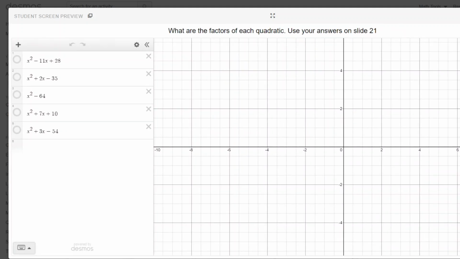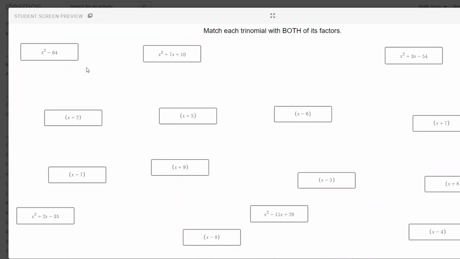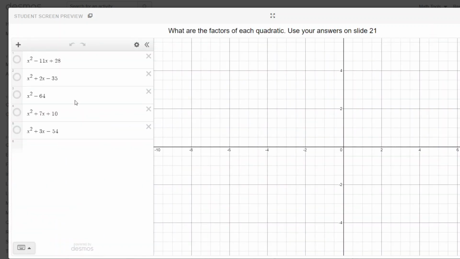What are the factors of each quadratic? Use your answers on slide 21. So slide 21, we have all the questions here around the side that start with the x squared, and then we've got to match the factors up with that go with them. So if I click on one at a time, this was one of the questions.